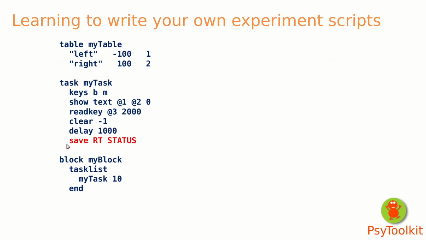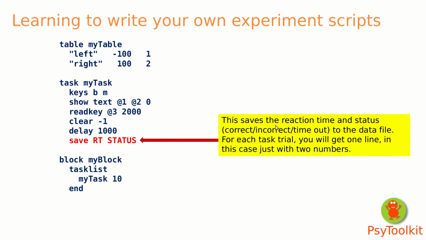Now, the last line here, save, is very important because you typically want to save information to the data file. This saves the reaction time and the status in this case. For each trial, you will get 1 line in your output data file. In this case, there are 2 numbers on that line, the reaction time and the status. I will explain what status is, but basically, if people are responding correctly, the status is 1. If people make a mistake, the status is 2. And if people do not respond at all, the status is 3. That is just a way that PsyToolkit codes response correctness.